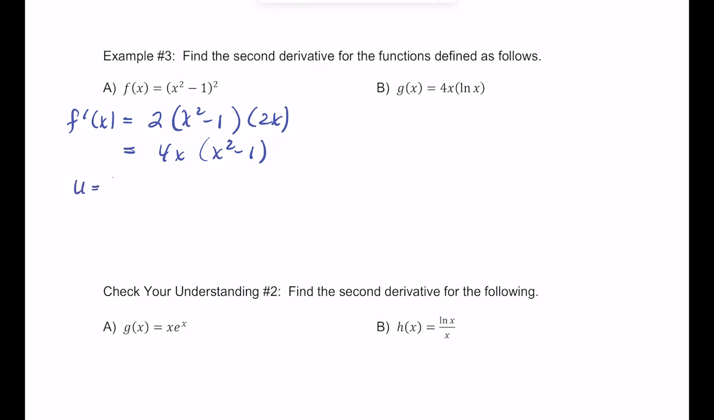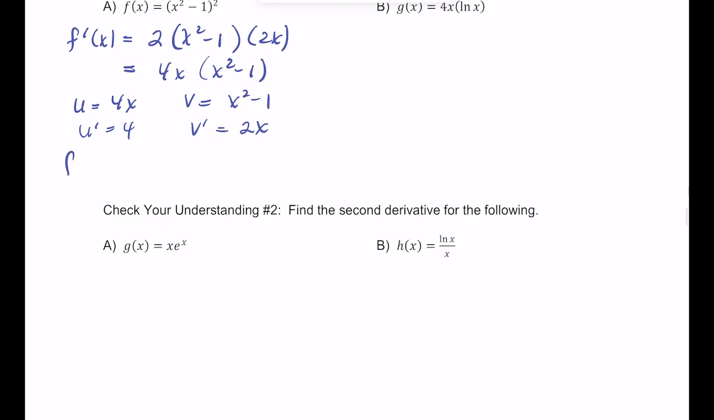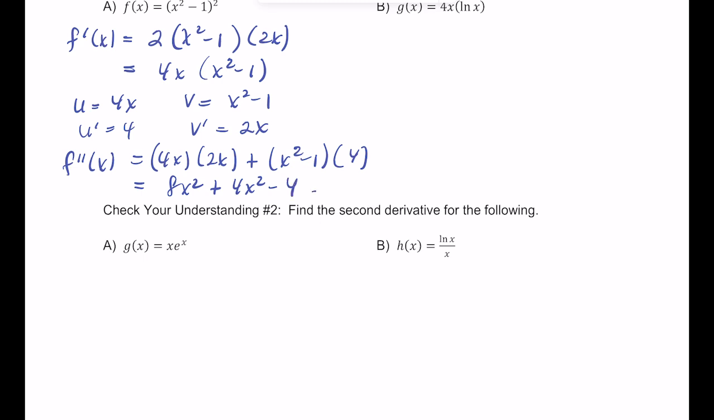So you guessed it, I have to use the product rule. So I'm going to have u is equal to 4x, and v is going to be x squared minus 1. So my derivative of 4x is just 4, and the derivative of x squared minus 1 is 2x. So now to find my second derivative, I'm going to have u times v prime, and then plus v times u prime. So here we would get 8x squared, and then plus 4x squared minus 4, which I can combine and just make that 12x squared minus 4.